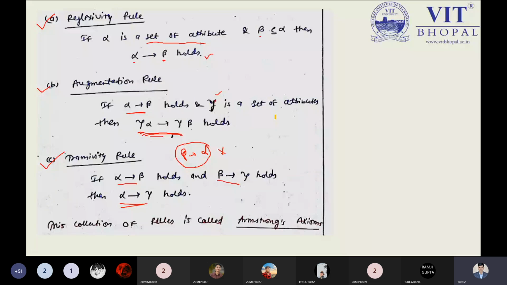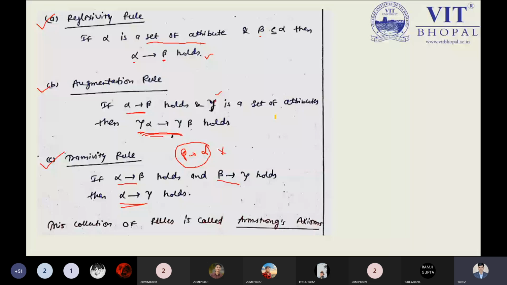Am I right? We have discussed the same thing or not? Just let me know right now. Is it true or not? If alpha is a set of attributes, and beta is a subset of alpha, then alpha determines beta is a true condition. Am I right or not? This is considered the reflexive rule. Say yes or no. Yes, sir.